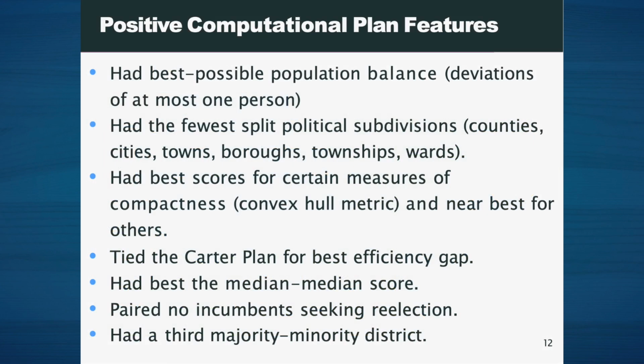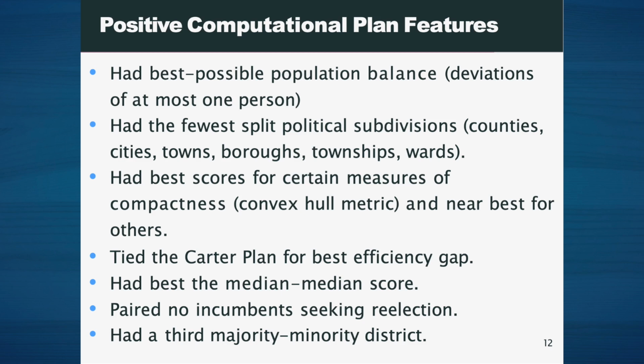What did we have? We had a lot going for our map, to toot our own horn. We had best possible population balance. The difference in population between districts was at most 1 person. We had the fewest number of split political subdivisions. In reality, to get that kind of precision, you have to occasionally split things into pieces, but we had the fewest splits. We had best scores for certain measures of compactness.